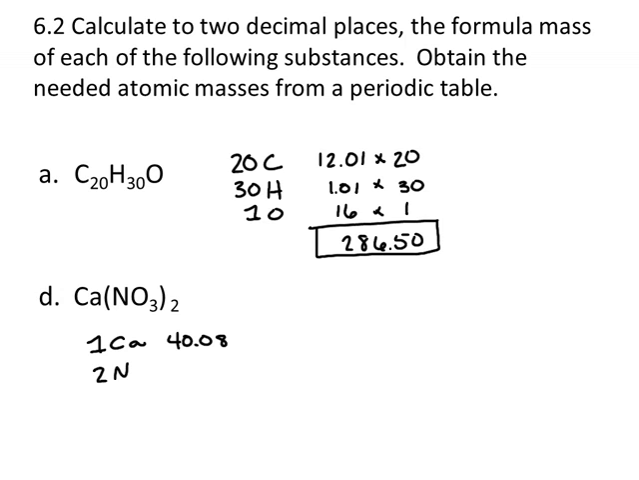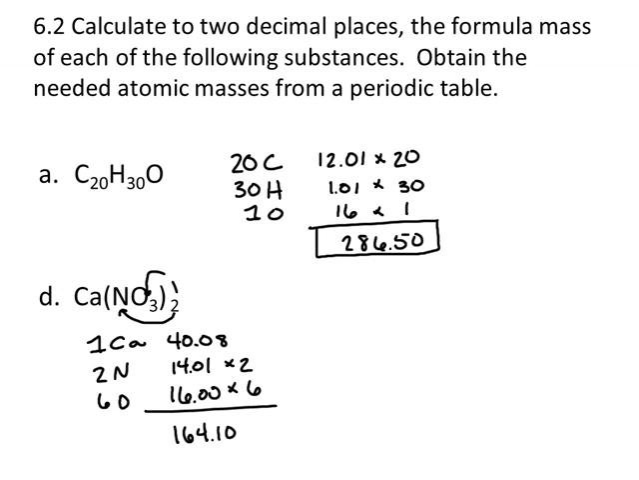Then I have 2 nitrogens, and that 2 is coming from the fact I had 2 nitrates. And so there are 2 nitrogens, each of which is 14.01, so I'll multiply that by 2. And then there are 2 times 3 oxygens, which is 6 oxygens, each of which is 16.00, so I'll multiply that by 6. So my 40.08 plus 2 times the 14.01 plus 16 times 6 gives me 164.10. Technically, my units are AMU right now because I'm just talking about the atomic mass of this.